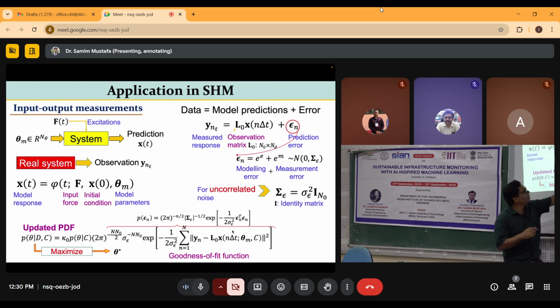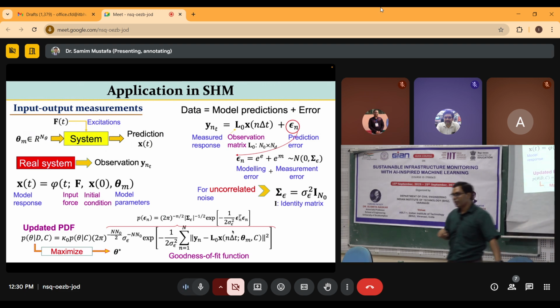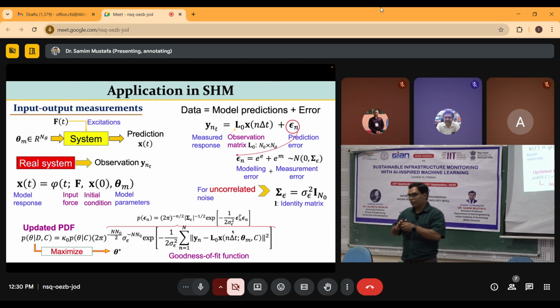Okay. Now why are we using this L0? L0 is there because in the theoretical or numerical model you have the information for all of the degrees of freedom, right? But in the measurement, suppose you are putting sensors at a few locations, so you have measurements only at a few locations. So you have to correlate between these two. You cannot compare the measured response with any other location, right? You have to correlate with the same location of the theoretical model. So that correlation has to be there, and it is taken care of by the observation matrix, okay.